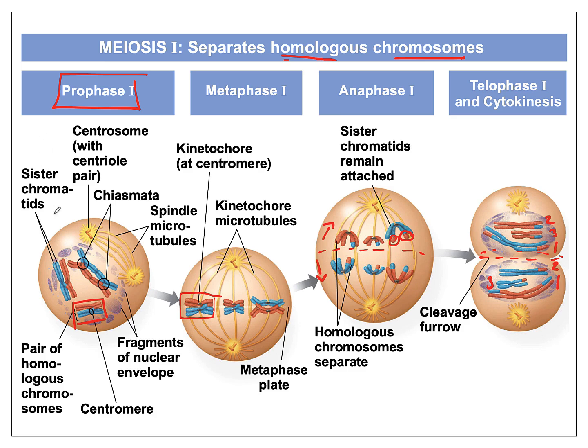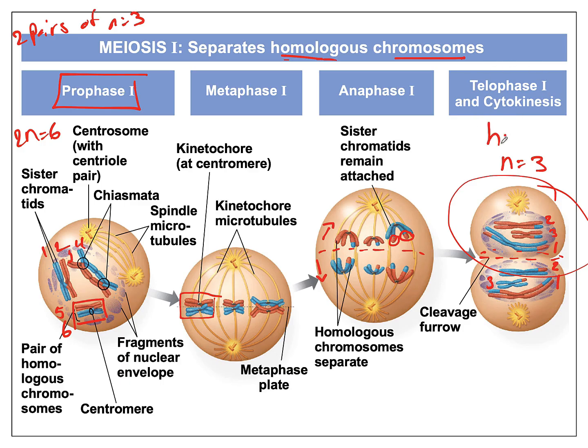So the cell in prophase 1 had 1, 2, 3, 4, 5, 6 chromosomes. So this has 2 pairs of n equals 3 chromosomes. So this is 2n equals 6. Each of these cells is going to only have 1 pair of chromosomes. So this has got 1, 2, 3 chromosomes, which is n equals 3. So by the end of meiosis 1, those cells are haploid. However, the DNA is still duplicated. So now we're going to need to divide again to break apart the duplicated DNA.